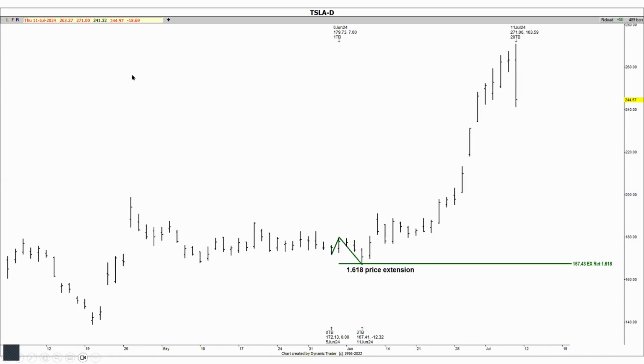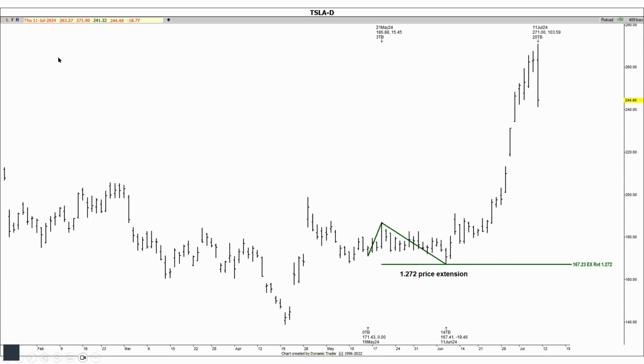Okay, the next chart is also Tesla on the daily. And here, this was just a little minor extension, but it still has value. This low to high extended to the 1618. That came in at 167.43. So we have 3 price relationships so far, but we have another, and that is the 1272 extension of this prior low to high swing. That came in at 167.23.